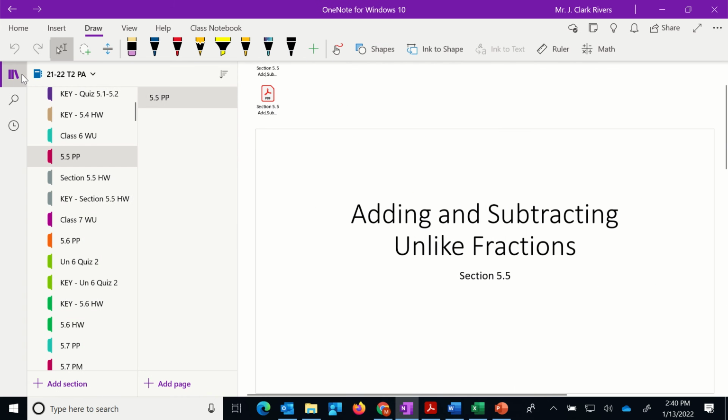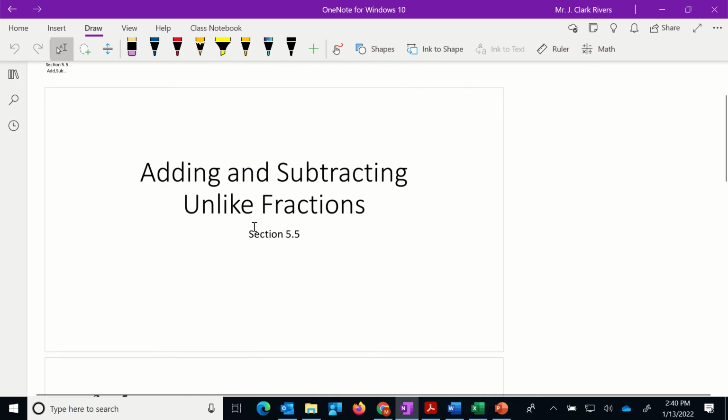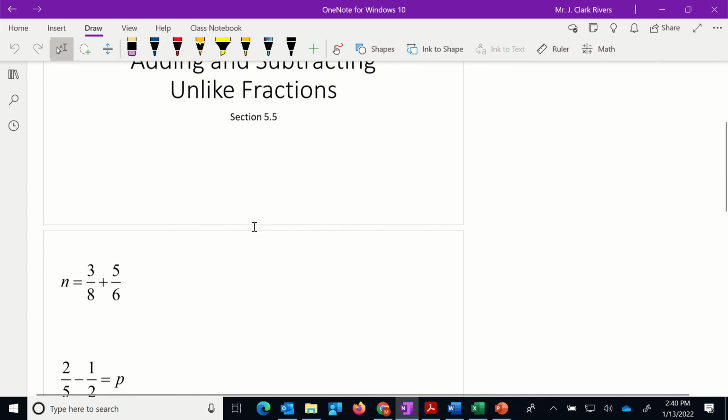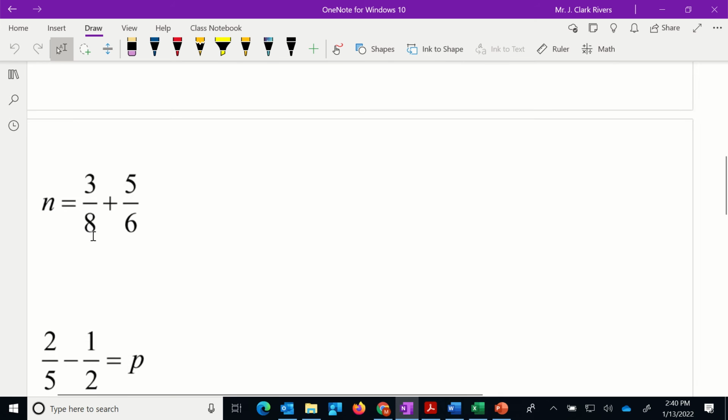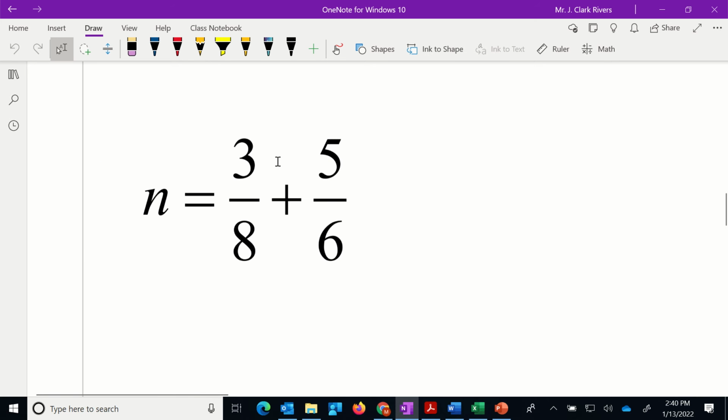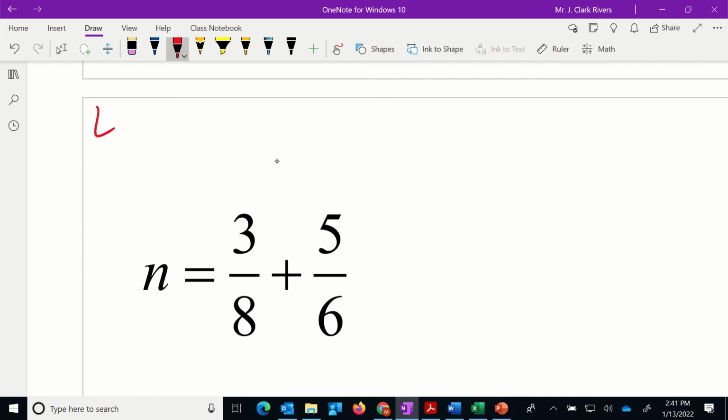Under class notes, you'll see 5.5 pp. Adding and subtracting unlike fractions, 5.5. We need to find a common denominator. So looking at the first problem we're going to work today, our denominators are 8 and 6. So remember a couple chapters ago, we found least common denominator, or LCD. Take a moment and find the LCD of 8 and 6.